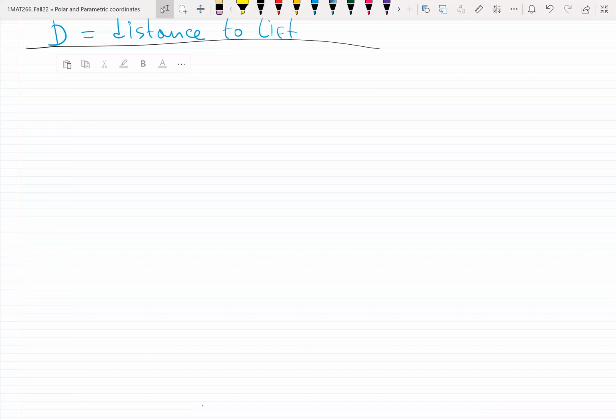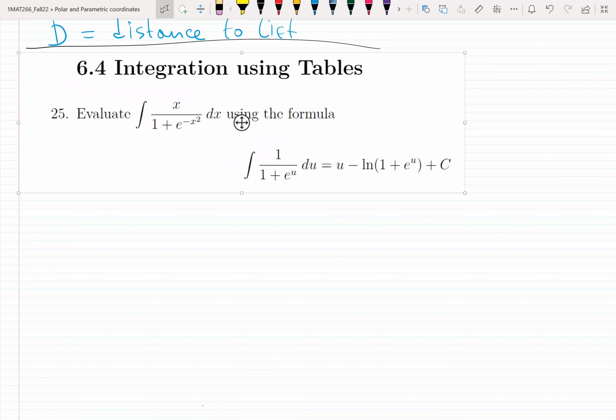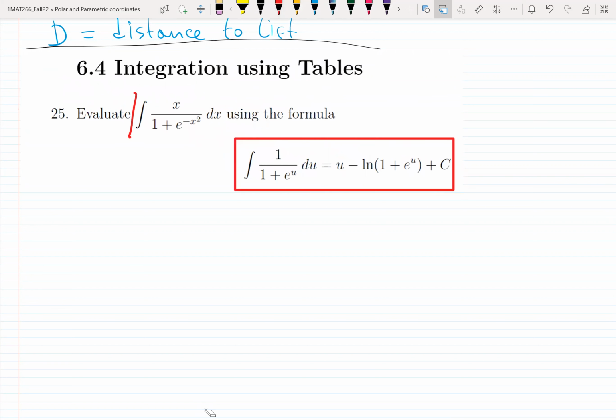So it's basically a tool. It sounds like a boring, useless topic, but actually it's a tool. In a STEM major, you will have so many different cases. Your job is to be educated enough to know of the existence of those tables and to know how to use them. So this is the formula they want us to use. And they want us to use it to find the integral of x over 1 plus e to the minus x squared. Well, let's see. We have 1 over 1 plus e to the u.